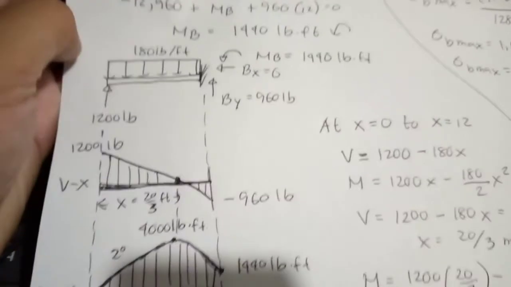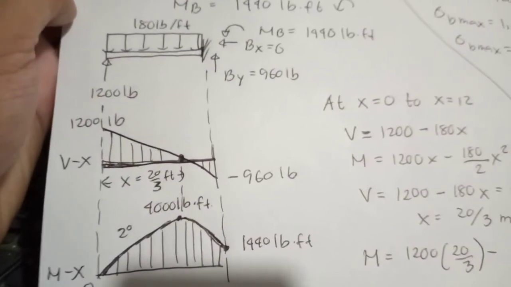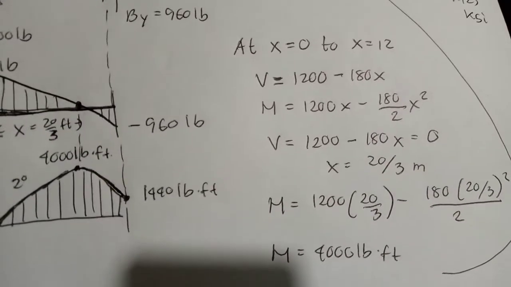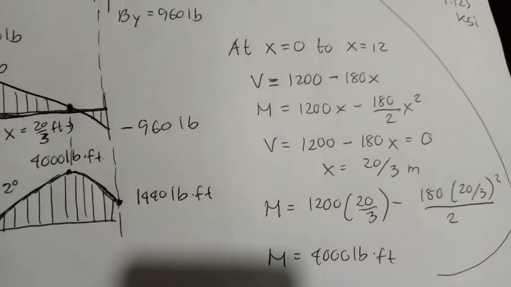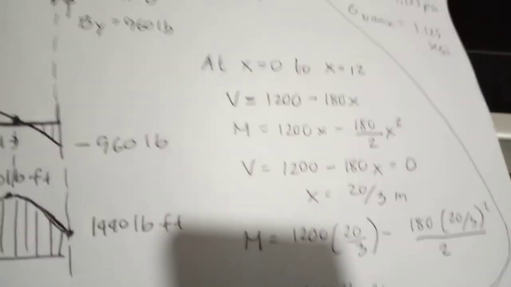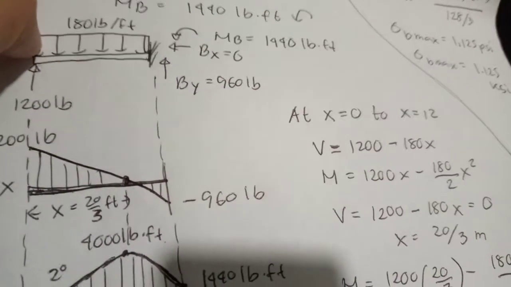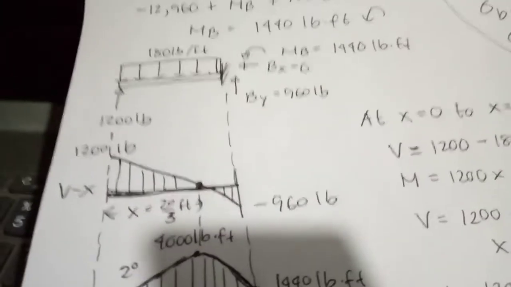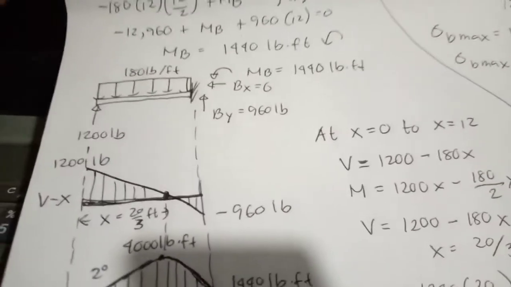Okay, so then we can now draw our shear and moment diagram. Here, what I did is I construct shear and moment equations. Since we have an upward force of 1,200, its shear from 0 to 12 is 1,200 minus, since we have a 180 pound per foot distributed load, 1,200 minus 180 times x.